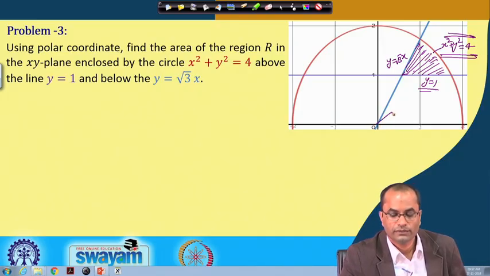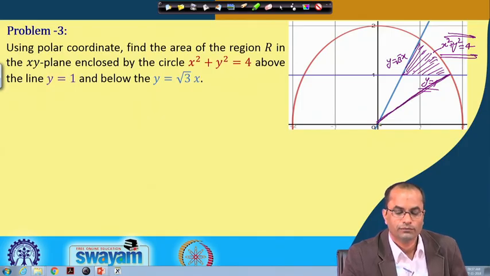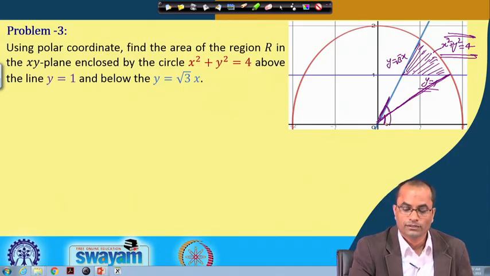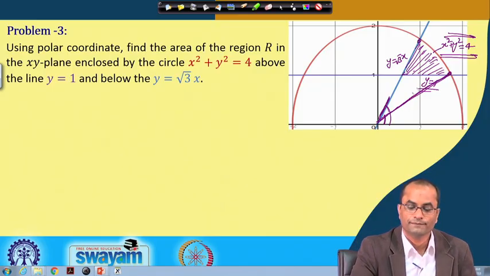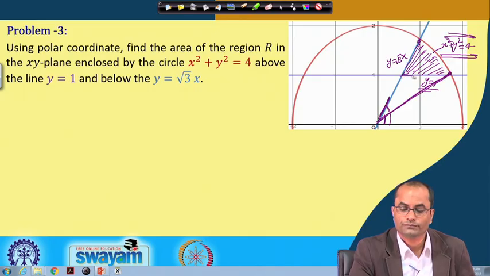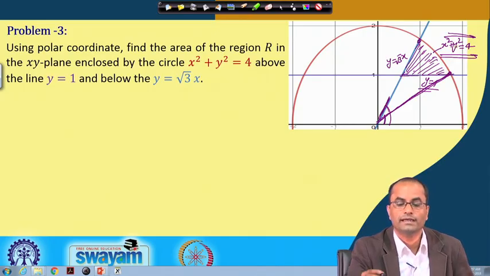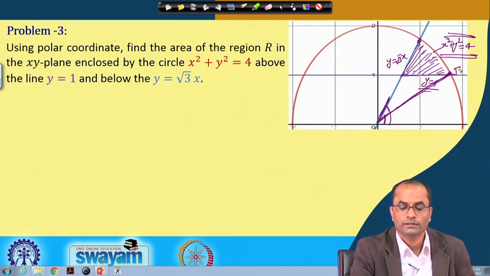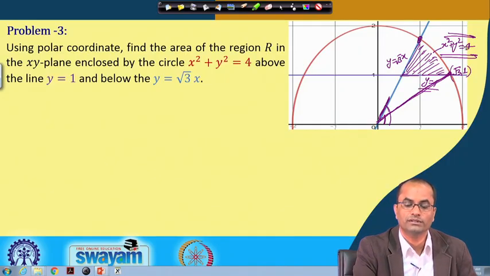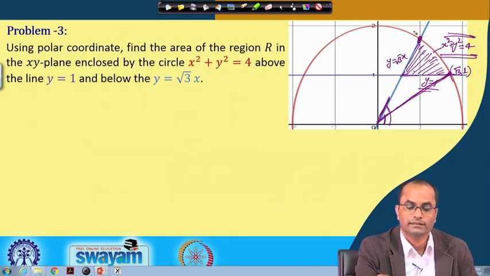So, we are moving in the direction of r, from this point for theta up to that point. So, we need these two angles. First we need to compute the points where these lines meet. This is the line y is equal to 1 and the circle x square plus y square is equal to 4. If we put y as 1, we will get x as square root 3, so that is the point. Since y is equal to square root 3 x, if we put that there, we will get x as 1 and y as square root 3.